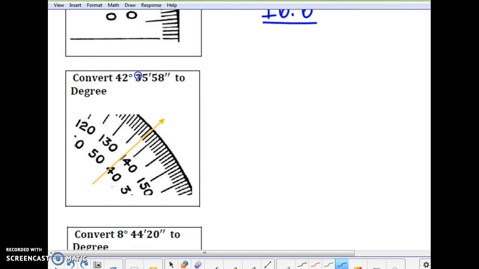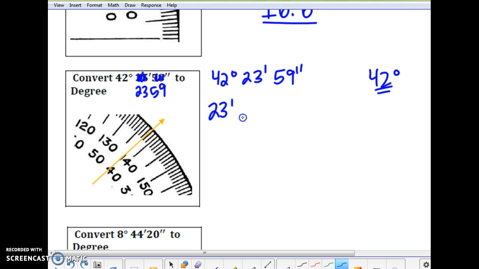The next one I'm going to change a little bit so we get some nice decimals. So this is 42 degrees, 23 minutes, and we'll make that 59 seconds. We'll change both of those. We're going to keep the 42 degrees. No matter what, it's going to be 42 degrees. This 23 minutes needs to get changed into degrees. Minutes on the bottom, degrees on top, 1 degree per 60 minutes, so 23 divided by 60. I'm always going to go out 4 places, so 0.3833. We would round if we need to when we do that 4 places.